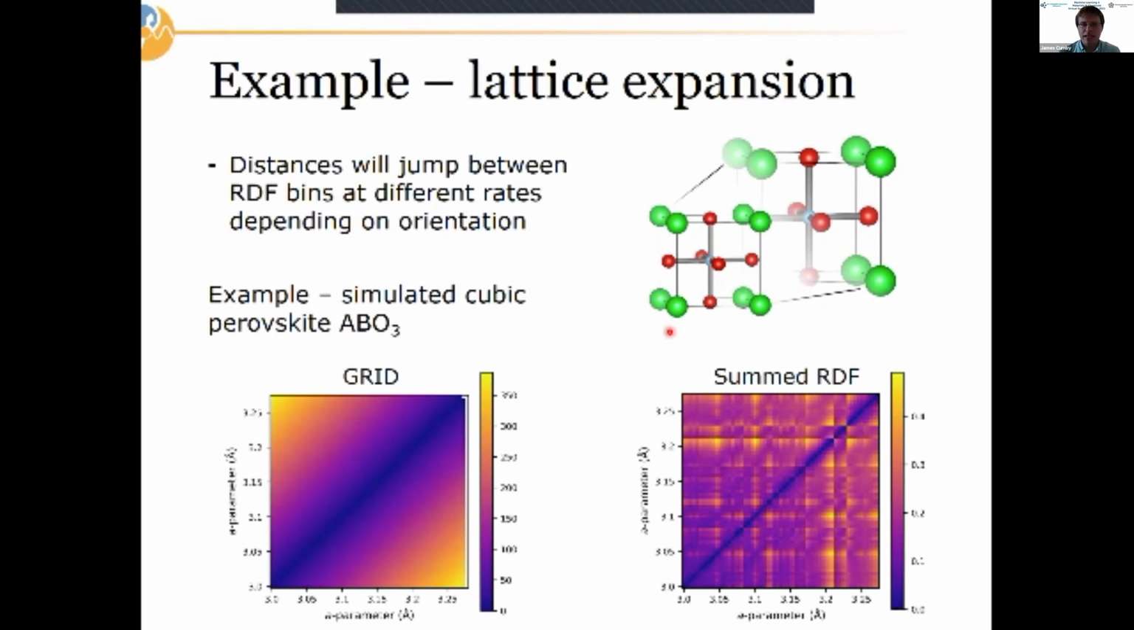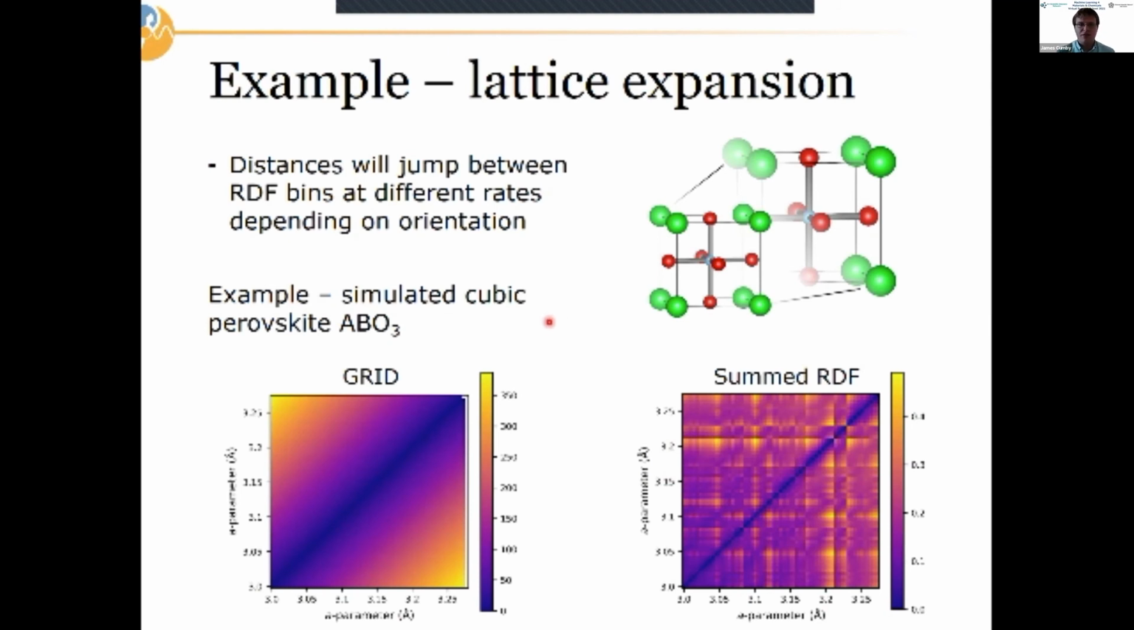So we've simulated a cubic perovskite at different volumes, calculated the pairwise Earth mover distance again, and you can see that grid gives a nice smooth behavior as you'd expect. A material that is closer in lattice parameter gives a smaller EMD, whereas your original RDF distribution gives all these discontinuous jumps, which doesn't make any sense chemically. So the grid works really well in terms of quantifying this similarity.